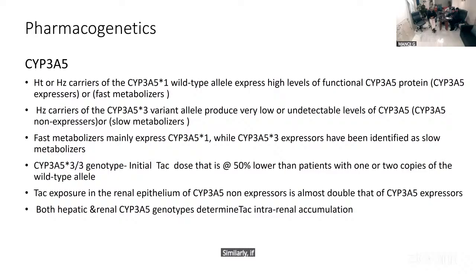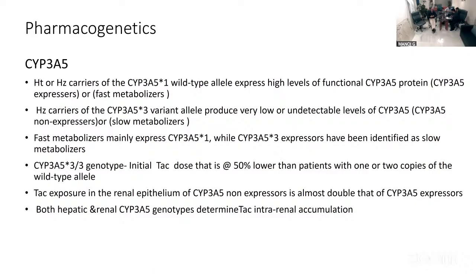Similarly, if the patients are homozygous for CYP3A5 star 3, that means these patients are non-expressors or slow metabolizers. Now, these patients will require lower tacrolimus doses to achieve the target trough levels. In studies, it has been found that with the homozygous CYP3A5 star 3/3 genotype, the tacrolimus dose required is almost 50% lower as compared to the wild type allele.